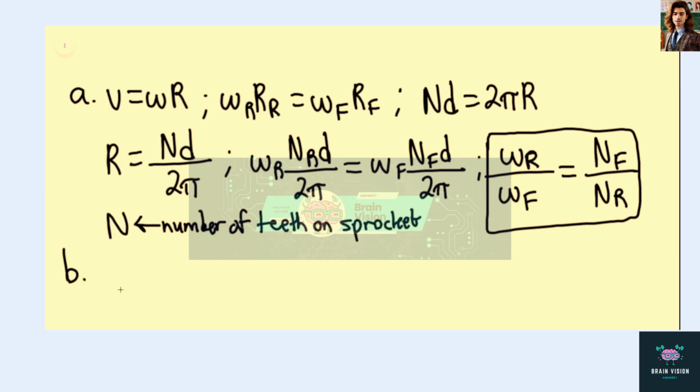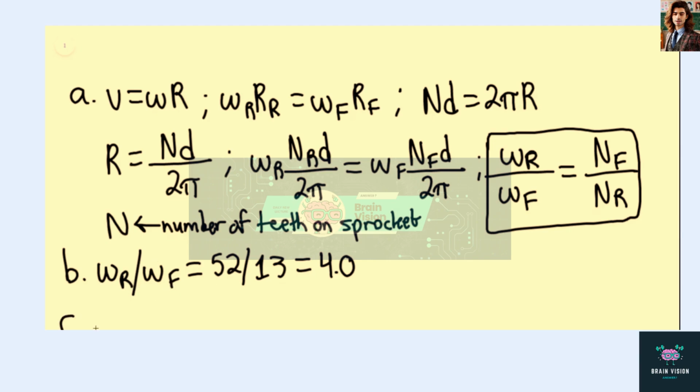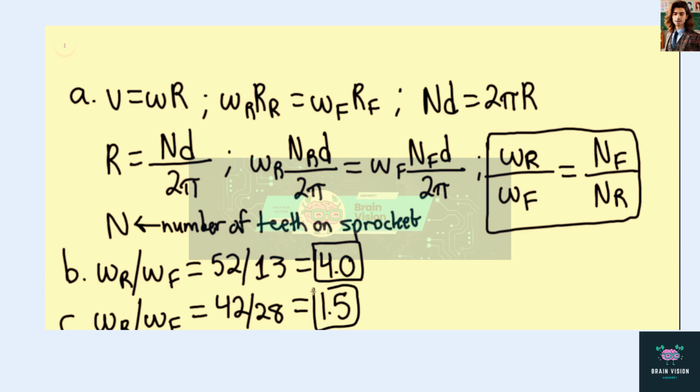For part B, we can say that omega sub r divided by omega sub f is going to equal 52 over 13. And so the ratio would be 4.0 between the angular velocity of the rear sprocket and the angular velocity of the front sprocket. For part C, omega sub r divided by omega sub f equals 42 divided by 28, and this equals 1.5. So 4.0 would be your answer for B, 1.5 your answer for part C.